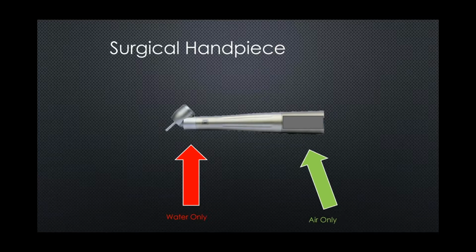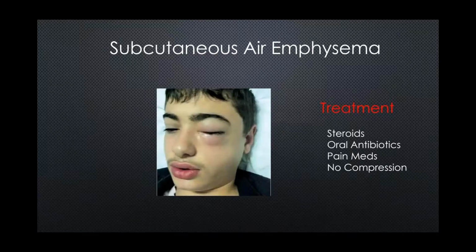Problems can arise if air and water come out the front, and you can get what we call subcutaneous air emphysema. Pretty rare, but it can happen. The tissues just kind of all swell up and have a crepitus feel. How do we treat it? Usually we refer to the emergency room. It's usually treated with steroids, some antibiotics, and some pain medicines. Keep in mind, you don't want to compress these tissues or push them out, because it just helps spread that air underneath the tissues.